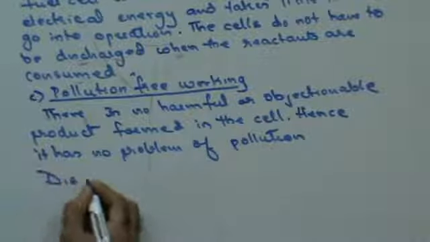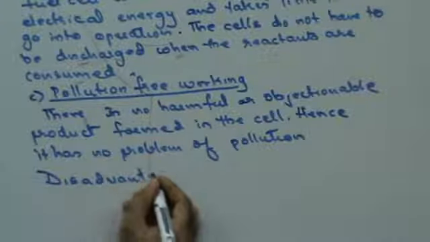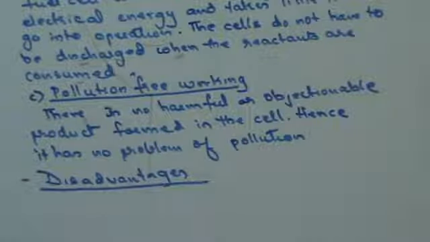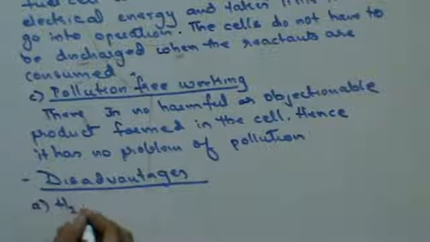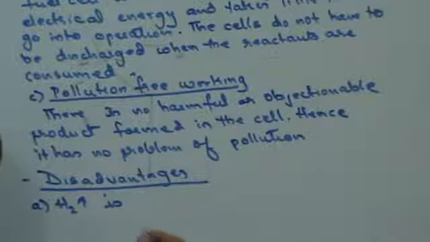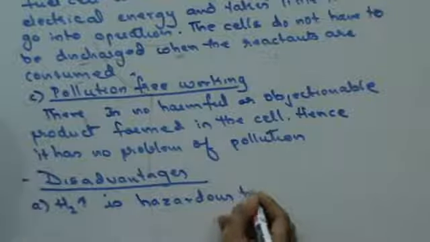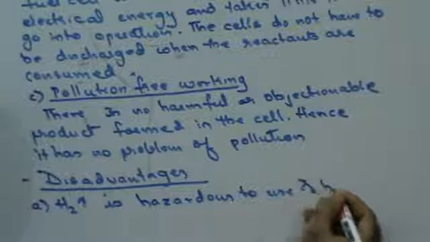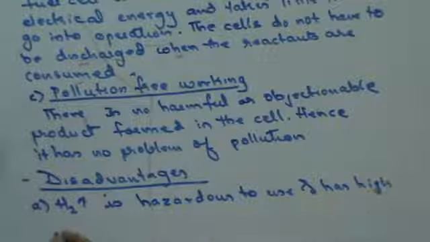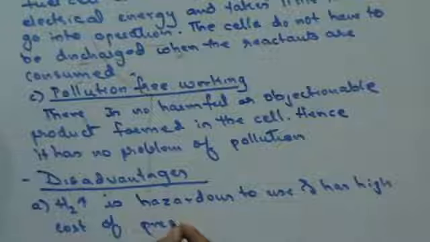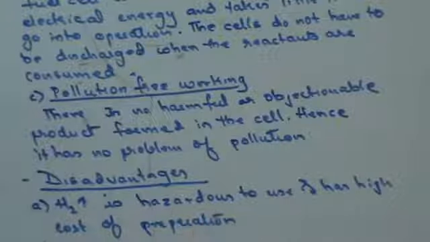What are the disadvantages of a fuel cell? Hydrogen gas in itself is hazardous to use and it has a very high cost of preparation. That's the first drawback of it.